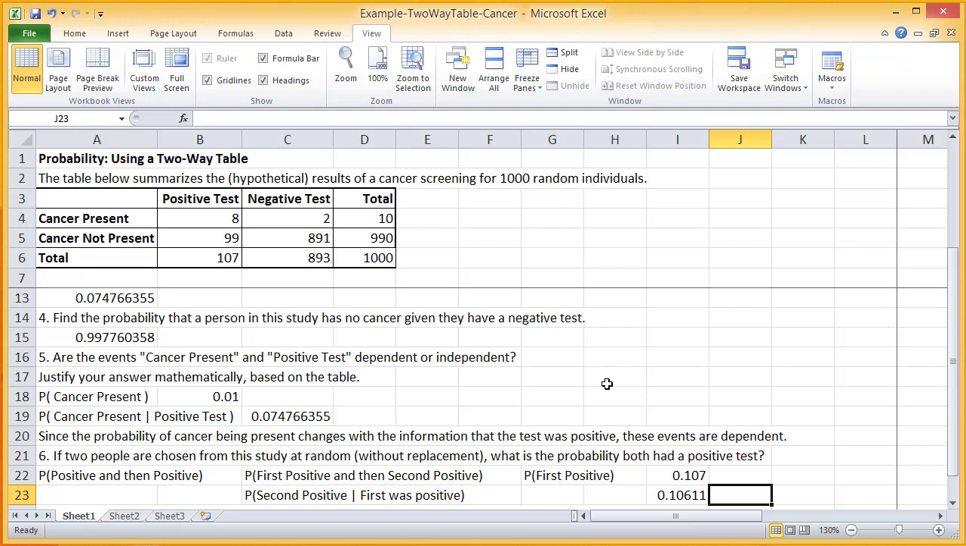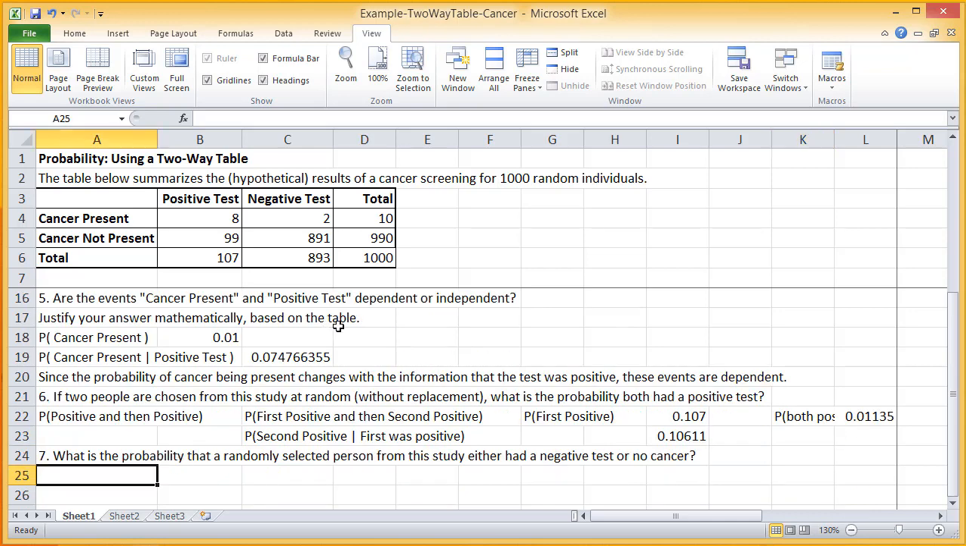And according to the multiplication rule, we multiplied these two probabilities. So the probability of the first one being positive times the conditional probability of the second one being positive, given the first one was. So probability of both positive is the first one times the second one. So 0.107 times 0.106. I'm going to use cell references to avoid rounding error. 0.01135, a little bit more than 1%.